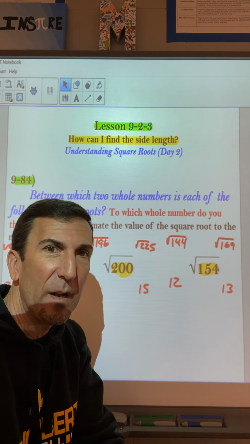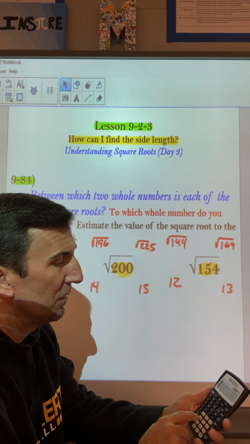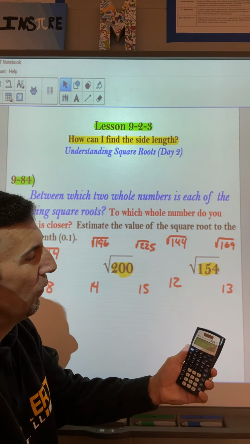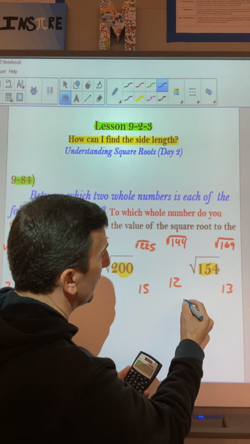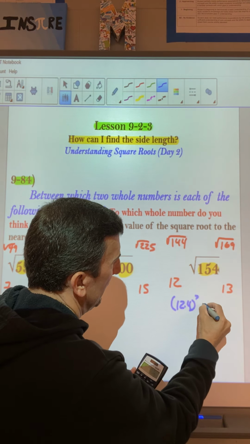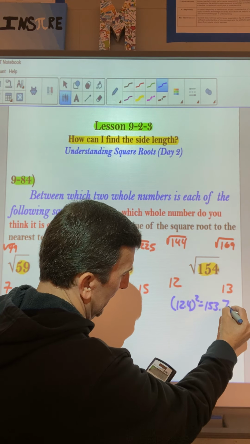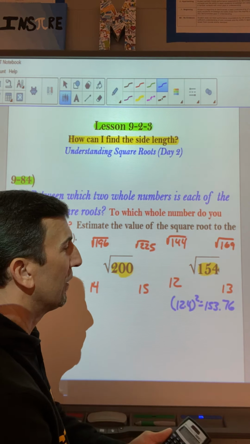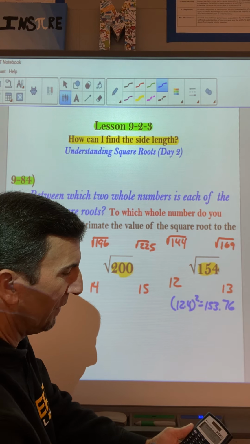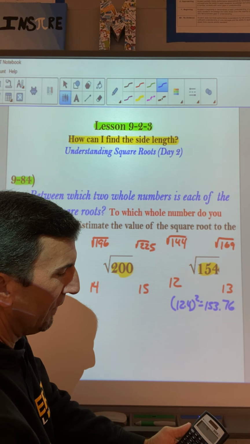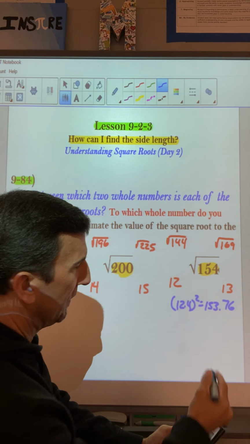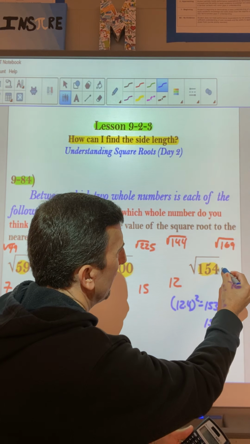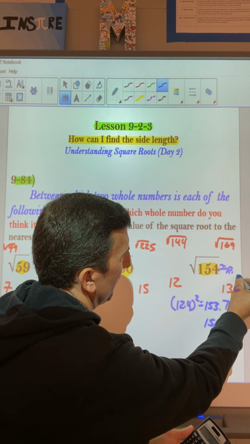So I'm going to start somewhere in the middle at like 12.4. So 12.4 times 12.4 equals 153.76. That's really close. I'm not sure I'm going to get any closer to 154, but I'll try the next one up. 12.5 times 12.5 equals 156. And I can already tell that it's too far away, so I'm going to make this approximately 12.4.